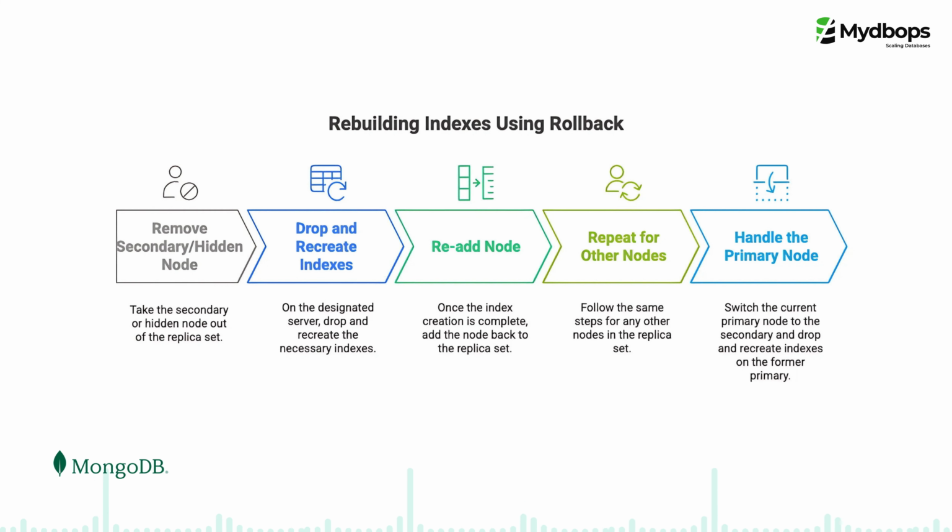Now, what about replica sets? How do we handle fragmentation in those situations without causing major downtime? That's where the rollback method comes in handy. It's a safer approach that minimizes disruptions. Imagine taking one secondary node out of the replica set temporarily. You can then rebuild the indexes on that node, add it back to the set, and repeat the process for the other secondaries. Finally, you handle the primary node last. This ensures your system stays operational throughout the process.